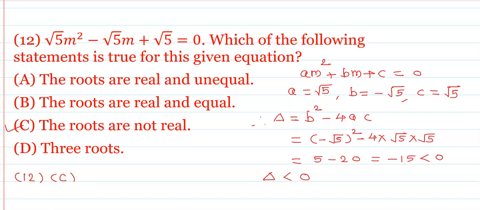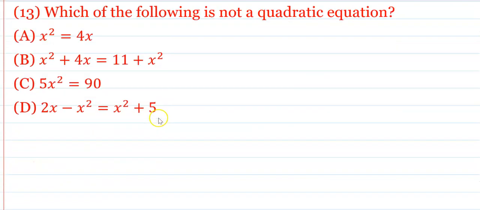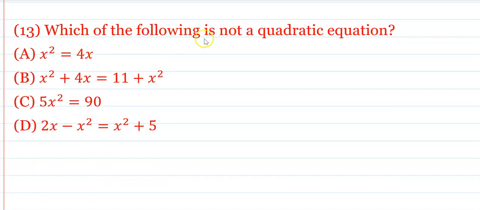Okay. Now the next question. Which of the following is not quadratic equation? Normal simplification. First is quadratic equation x square minus 4x. Okay. What about the second? Second मध्ये बघा इथे x square plus 4x is equals to 11 plus x square. If I write here x square plus 4x is equals to 11 plus x square.